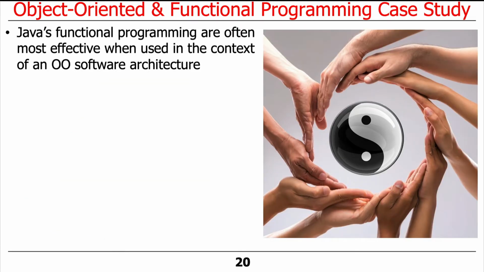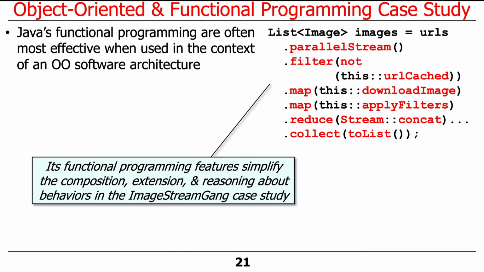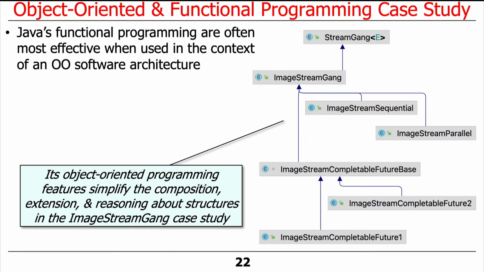Java's functional programming features are often most effective when they're used to simplify computations within the context of an object-oriented software architecture. In particular, the ImageStreamGang case study illustrates how Java's functional programming features help to simplify the composition, extension, and reasoning about the behaviors to implement the various strategies, whereas the object-oriented programming features help to simplify the composition, extension, and reasoning about the structural part of the software architecture of this case study.